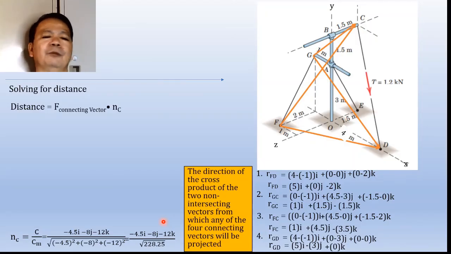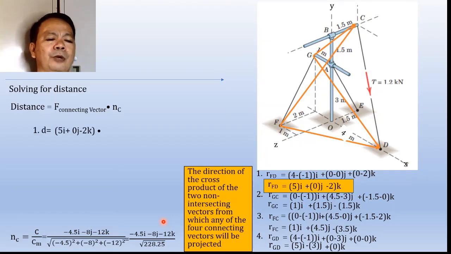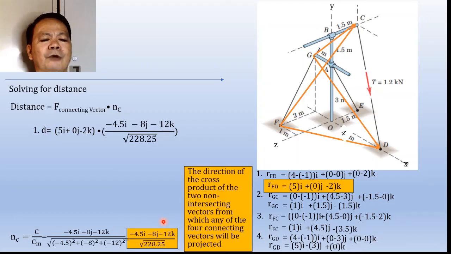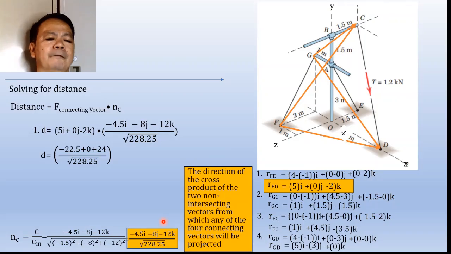When you say projection, that becomes the dot product of the connecting vectors and the direction of n sub c. So we try to select this one as the first connecting vector. So when we substitute it there, we have negative 5i plus 0j minus 2k, dot the direction. So when we substitute it there, we have negative 4.5i minus 8j minus 12k divided by the square root of 228.25.